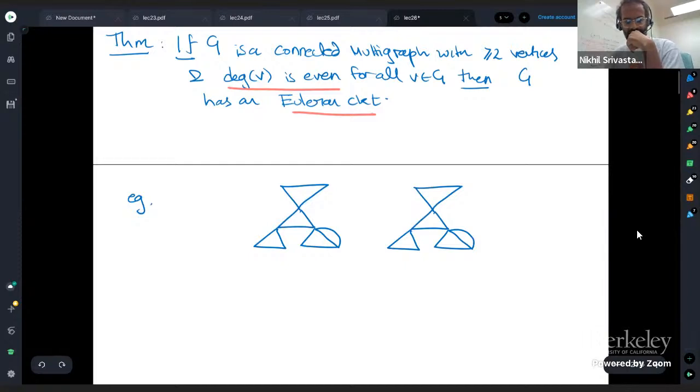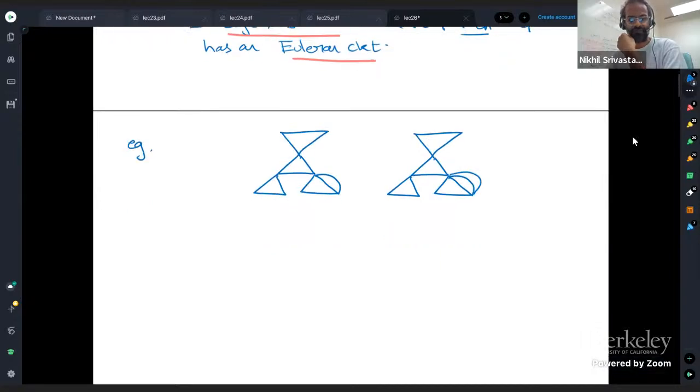And let me just add one more edge in this graph. Now, if I showed you these graphs and I said, hey, do these have an Eulerian circuit? It's not obvious how to find one. You'd have to try some stuff, right? What the theorem is saying is all you have to do is look at the degrees.